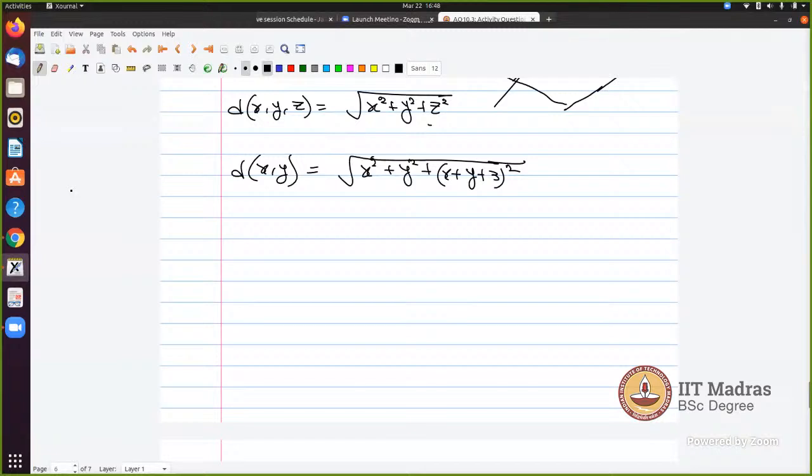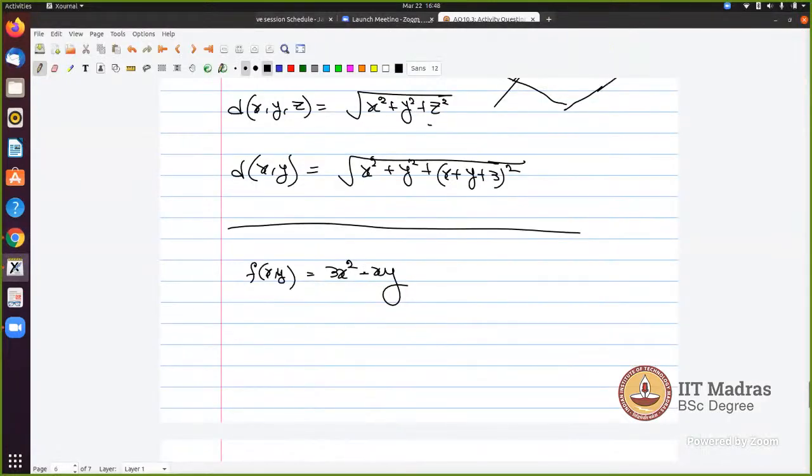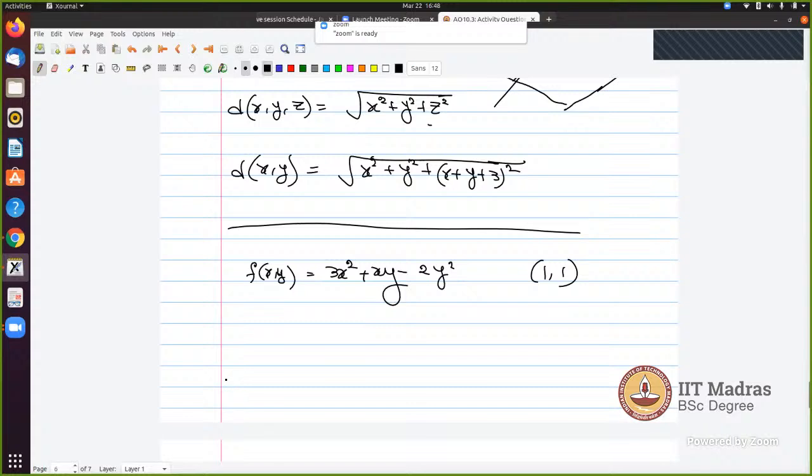Let me write it here. f(x,y) equals 3x squared plus xy minus 2y squared at the point 1 comma 1. You have to find the tangent plane, right? So what is the equation of tangent plane? How can you find the tangent plane?